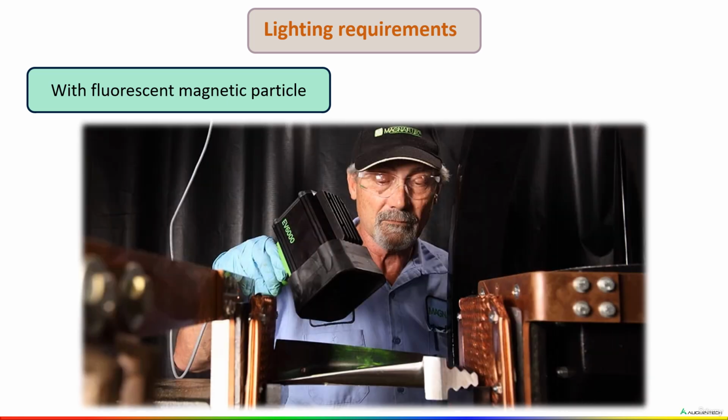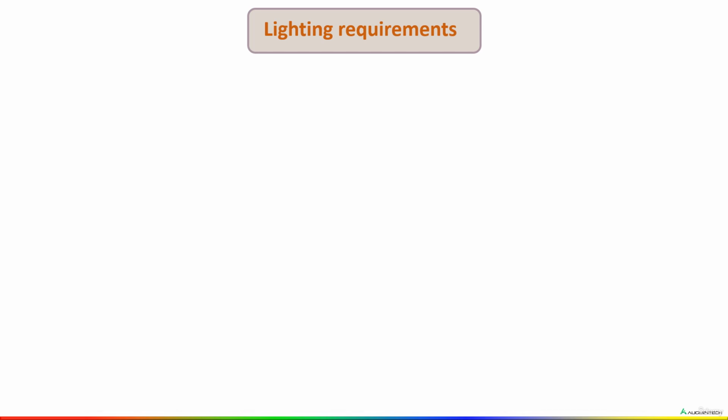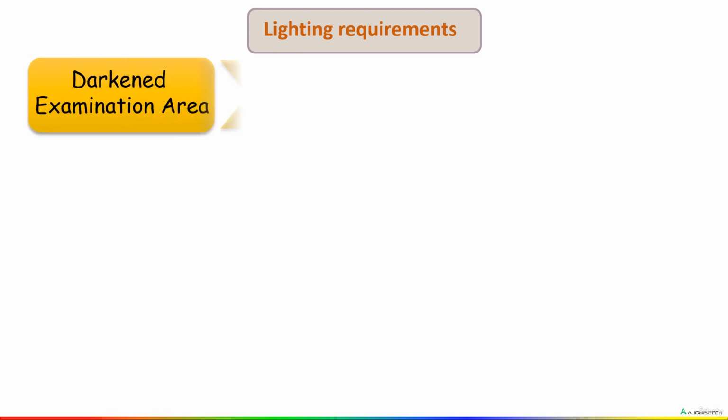In the given image, you can see that fluorescent particle inspection is being performed on a test piece. Here, the operator is directing the UVA light on the test part so that it becomes fluorescent and provides a good indication of the flaws. Moving on, we will discuss the other requirements for black light.